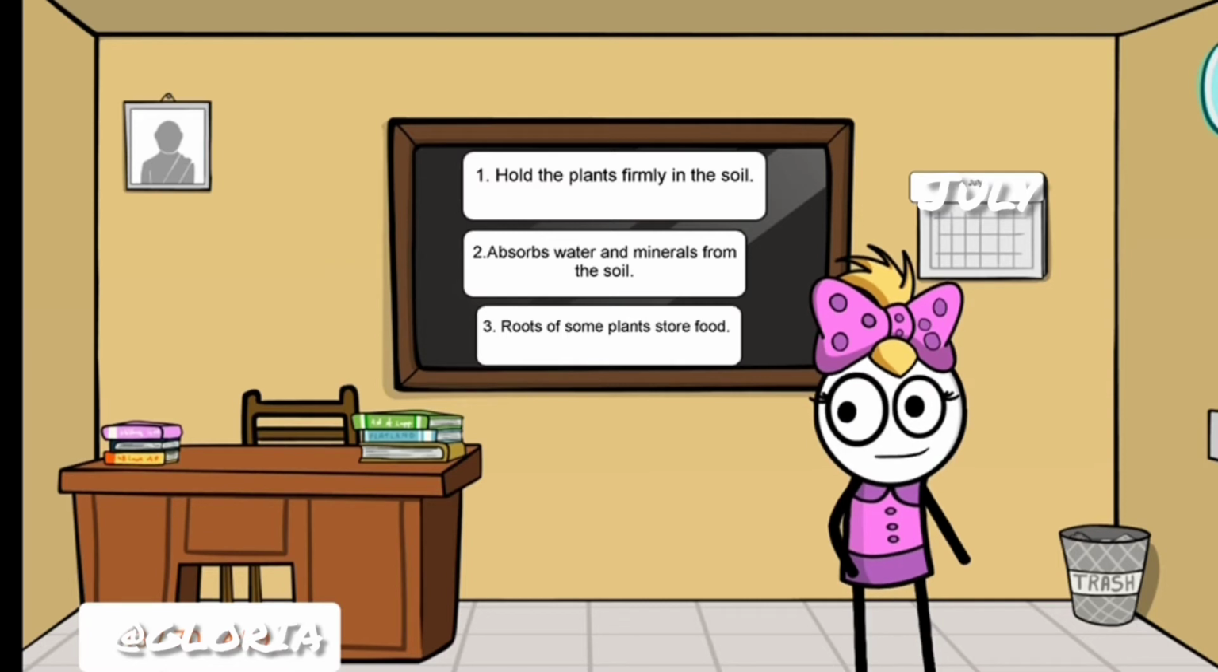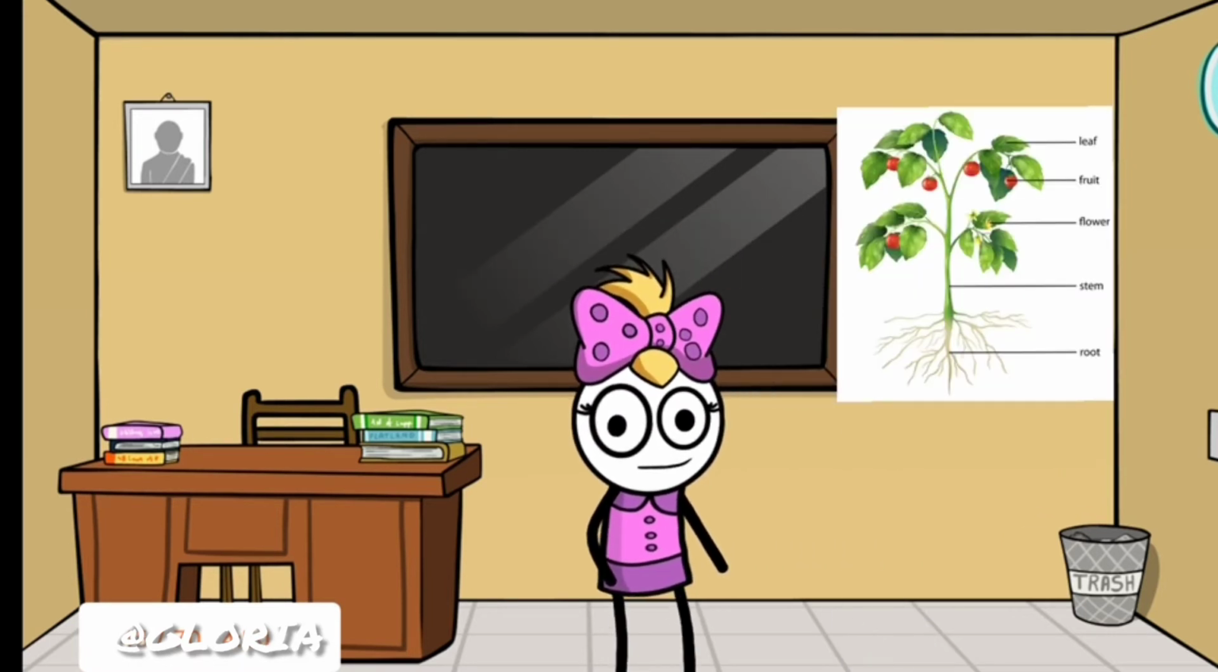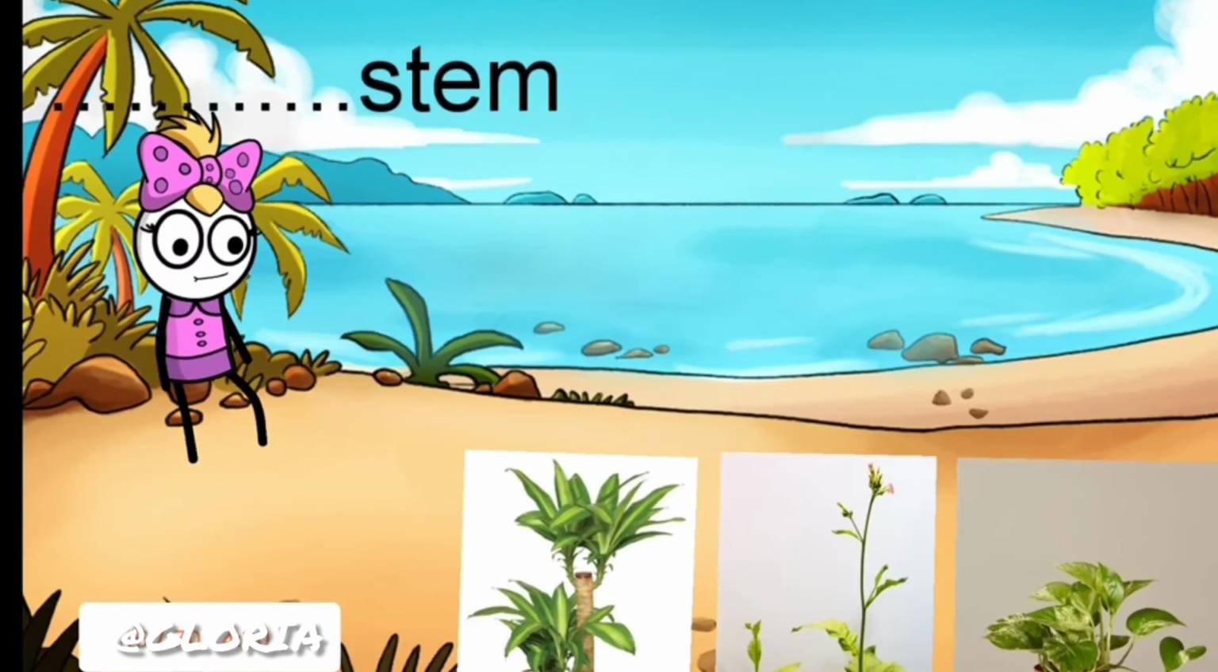Other than root, which is the other main part of a plant? Yes, it is shoot. In last class, we have learned that shoot consists of a stem, many leaves, buds, flowers and fruits. Are you remembering it? Okay, good children. Today, let us learn about stem. The stem is the main part of a plant. Leaves, flowers, buds and fruits come from the stem.